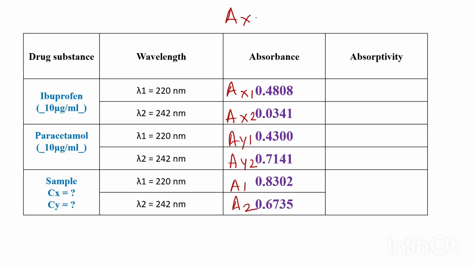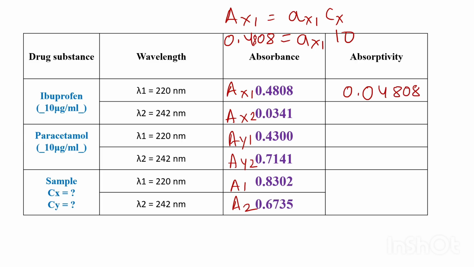तो अभी AX1 इज इक्वल टू AX1CX, करेक्ट. तो अभी मैं क्या करूँगी, यहाँ पे 0.4808 और ये 10 ppm. फिर AX1 कितना आएगा मेरा, AX1 आएगा 0.4808. ओके, सो इट इज 0.04808 ऐसे आएगा. आई होप दिस इज क्लियर. तो ऐसे ही कैलकुलेट करके ये सारे वैल्यूज मैंने यहाँ पे टाइप किए हैं.